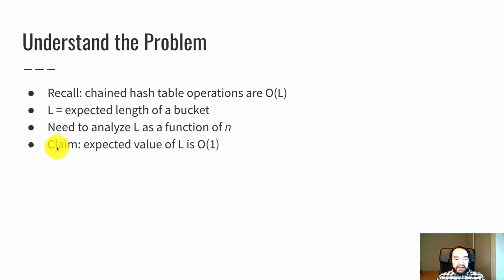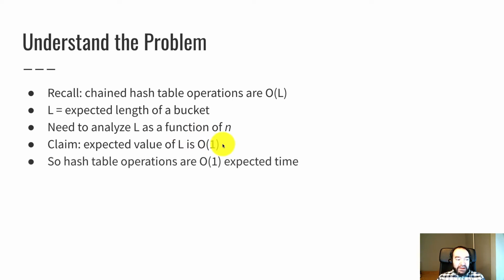I'm going to claim that the expected value of L is big O of 1. We're going to see why that is briefly. And if that's the case, then these hash table operations are big O of 1 expected time.